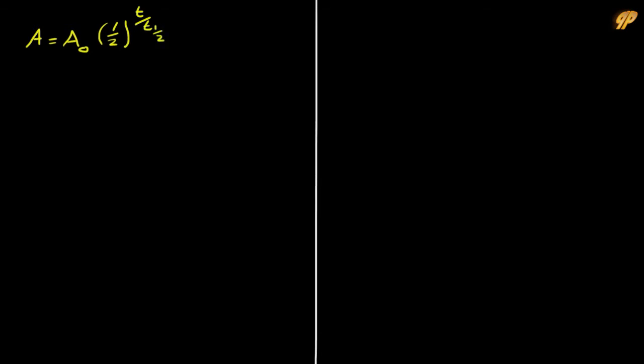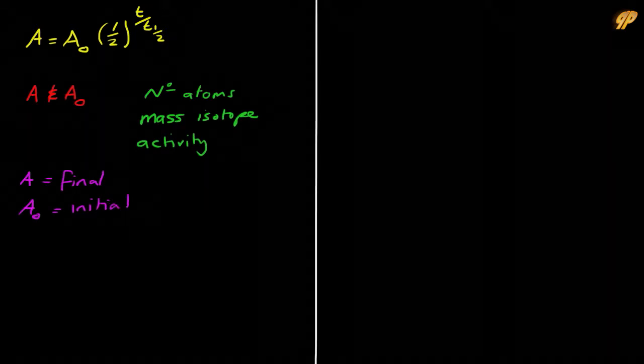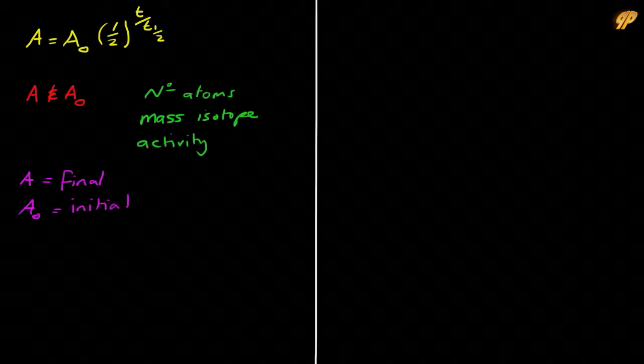In this equation, A and A naught can either be the number of atoms, the mass of the isotope, or the activity. A is the final and A naught is the initial of any of those things. So for example, A could be the final number of atoms and A naught would be the initial number of atoms. T is the time expired and T a half is the half-life of the isotope.